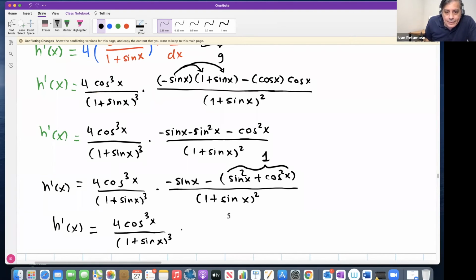And notice that this will be minus sine of x minus 1, right? Minus 1. Minus 1 here. All right. So now all divided by this guy, 1 plus sine of x squared. But what is this in the end? Well, this will be 4 cosine cube of x.